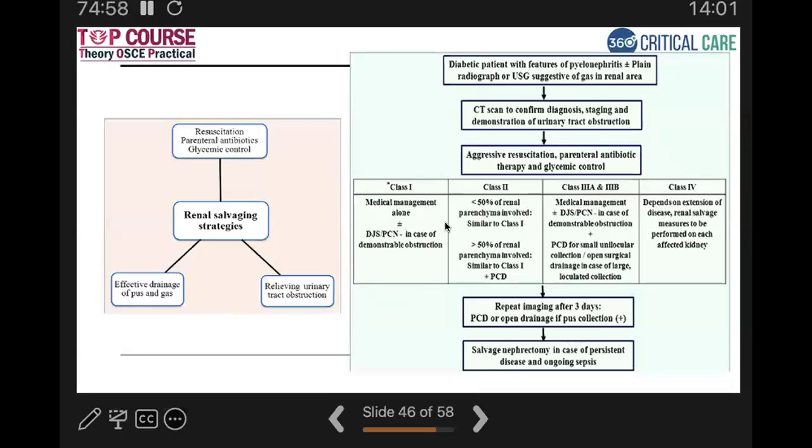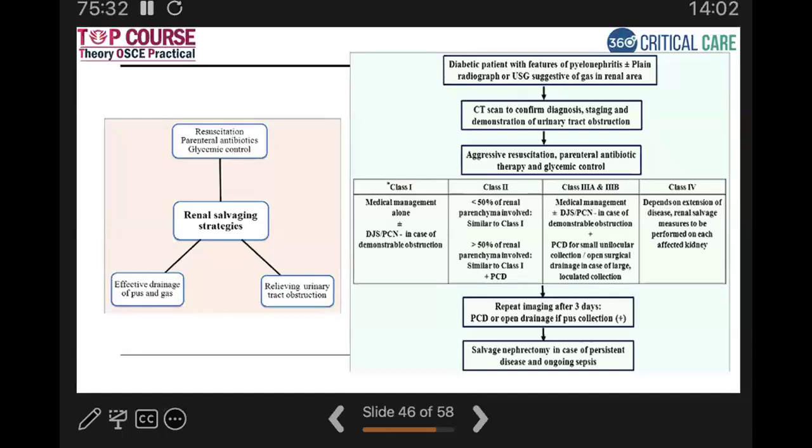If you find any obstruction, you relieve it either by DJ stenting, or if you find any small collection, you drain it with nephrostomy. Unless there is obstruction or a collection, you need not do much for class 1. You can keep observing the patient. When it comes to class 2, if less than 50% of the renal parenchyma is involved, you treat only medically. But when more than 50% of the renal parenchyma is involved, you subject the patient to percutaneous drainage of the collection.